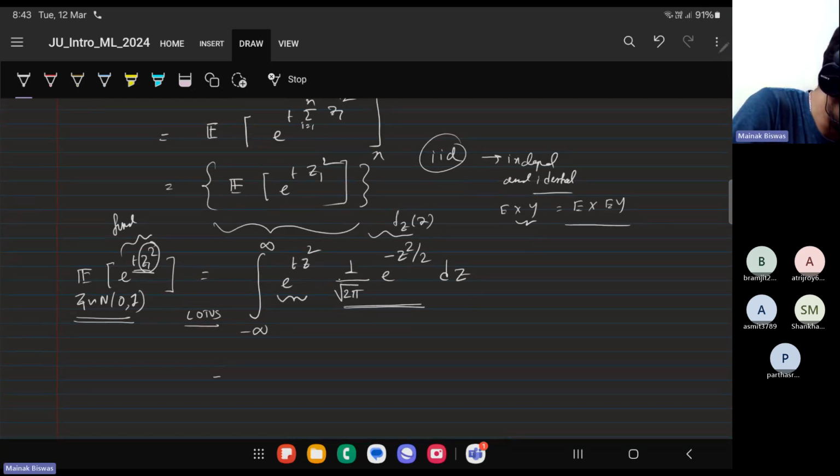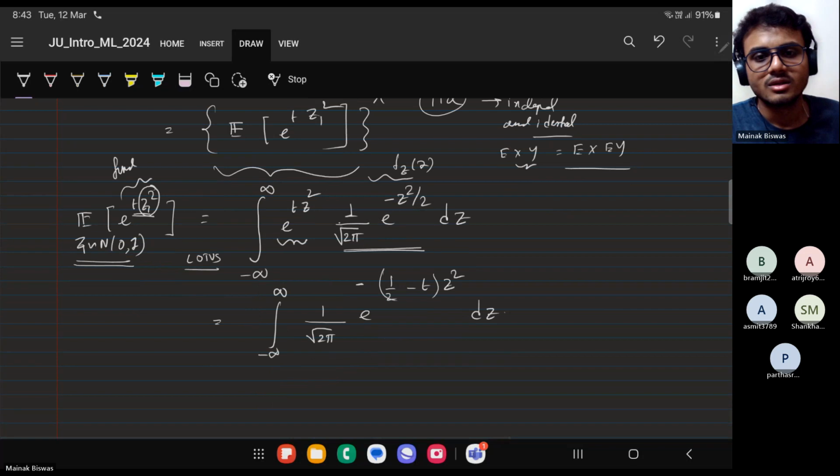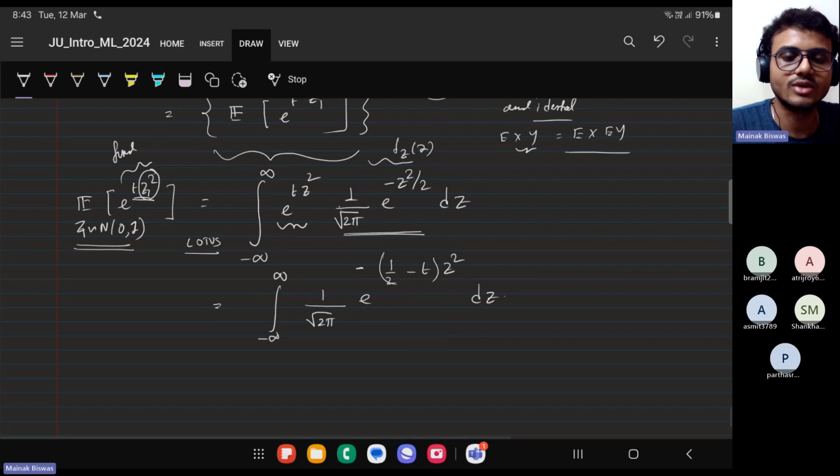Okay. So how will I integrate this? 1 by root 2 pi, e to the power of t z squared minus z squared by 2. What is the sum you'll get? You'll get t z squared minus half z squared, or say half minus t. Yes or no? Right? I just wrote the integral together. Now, people who are confident about integration, what will I do?